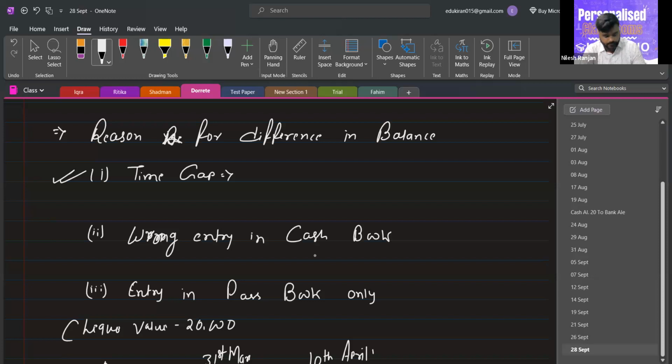Entry in passbook only. Now there are some transactions which are passed in the passbook, but we don't know about that transaction. So we will not record these types of transactions in our cash book until we receive the information. Yes? Yes, sir. Can you tell me any one example of these types of transactions?